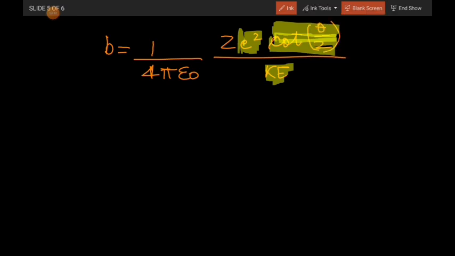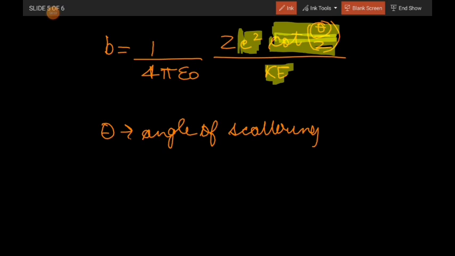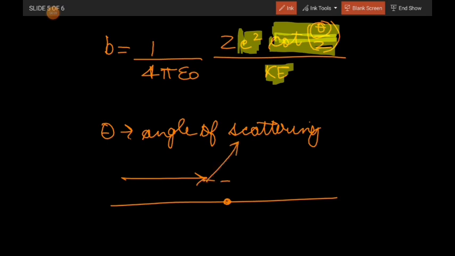You also have to learn that this theta which we have put over here is the angle of scattering. Means when this is the nucleus and this is the nucleus line and this is the alpha particle which comes, it deviates over here. It should follow this path, but because of the nucleus it has got deviated. So this is our theta, and this is the angle of scattering.